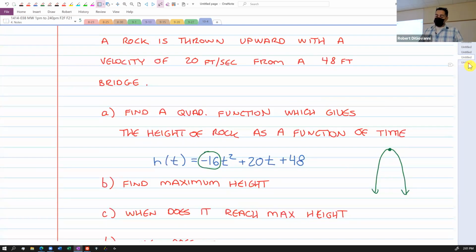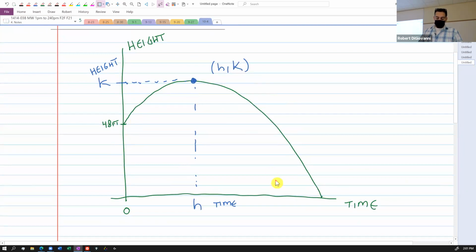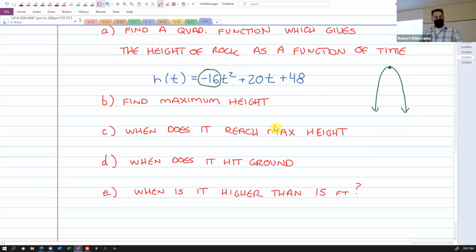Okay, so from this graph, can you see the basic idea that you have a quadratic function and that the highest point it reaches will be the k of the vertex? So to answer part B, we actually need the k of the vertex. Well, how do we get k? It's the y value, right? But we need to get h before we get k, right? We always got h, then we got k.